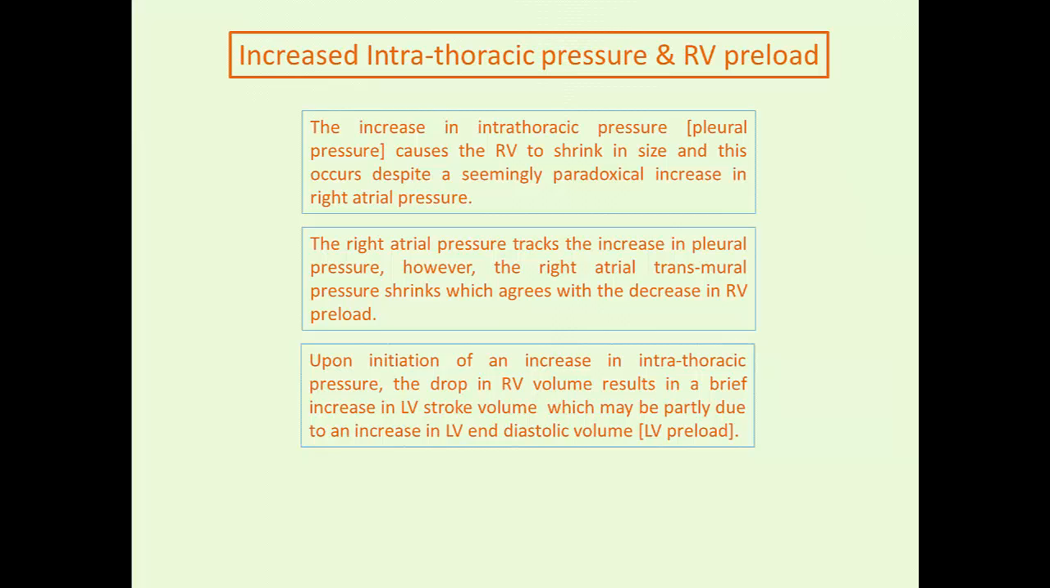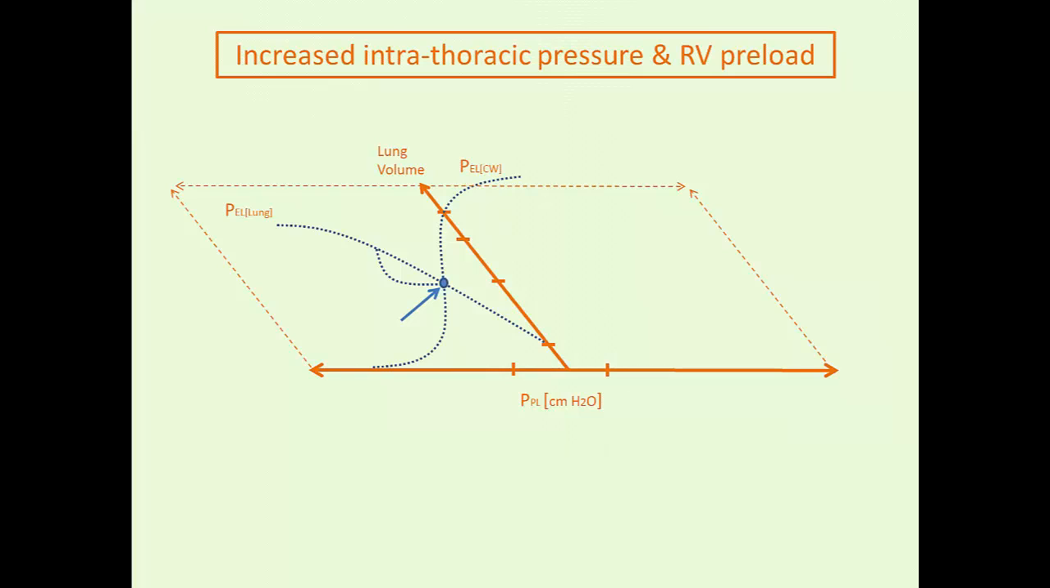Upon initiation of an increase in intrathoracic pressure, the decrease in right ventricular volume results in a very brief, again, maybe in the first cardiac cycle or so, and again, this depends on how much the right ventricular volume decreases, which will be a function of the increase in intrathoracic pressure, as we'll see, but also the patient's baseline volume status. So as the right ventricular volume shrinks from the decrease in venous return with the increase in intrathoracic pressure, it briefly improves left ventricular compliance, and there may be a brief increase in your left ventricular end-diastolic volume.